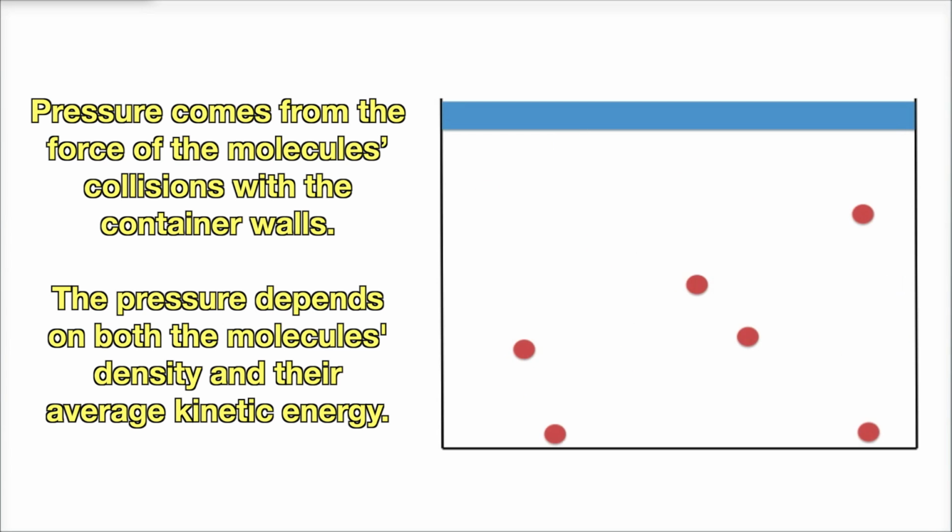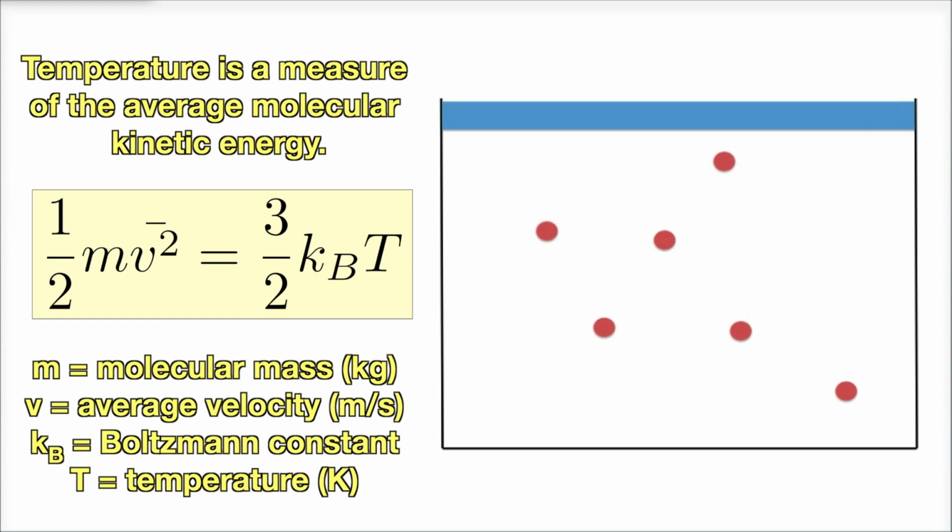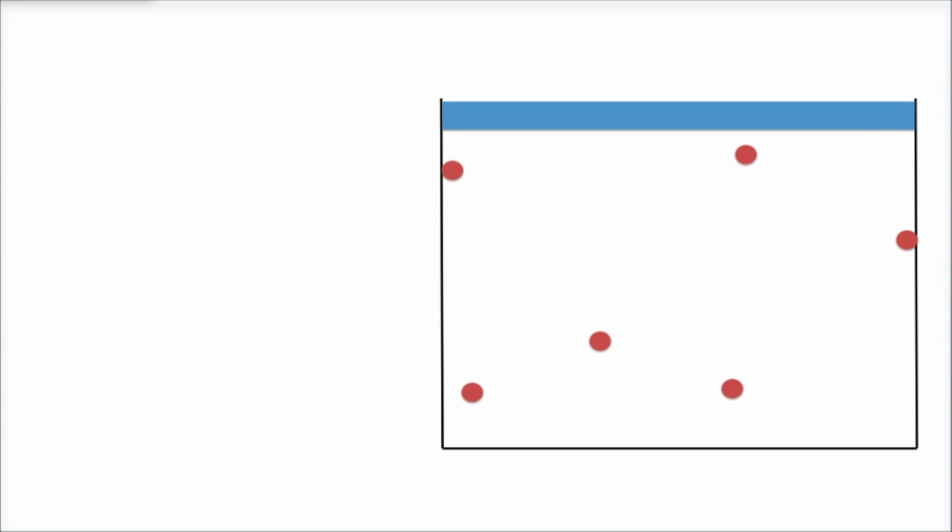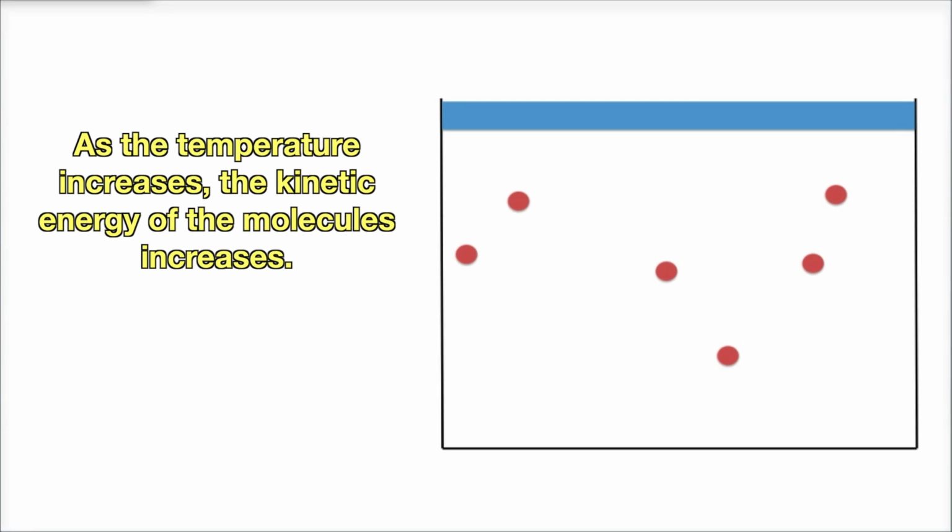Pressure comes from the force of the molecules' collisions with the container walls. It depends on both the molecules' density and their kinetic energy. Temperature is a measure of the average molecular kinetic energy. The average kinetic energy of a molecule is equal to 3/2 times Boltzmann's constant times the temperature. As the temperature increases, the kinetic energy of the molecules also increases.